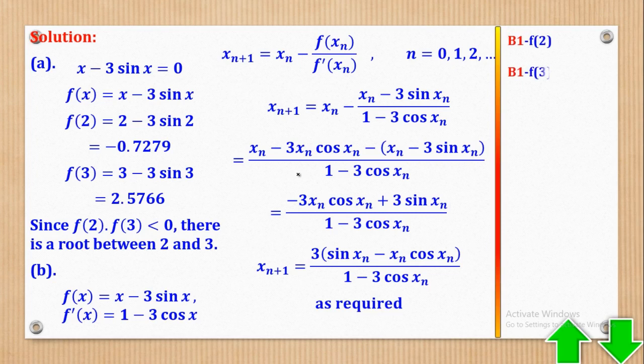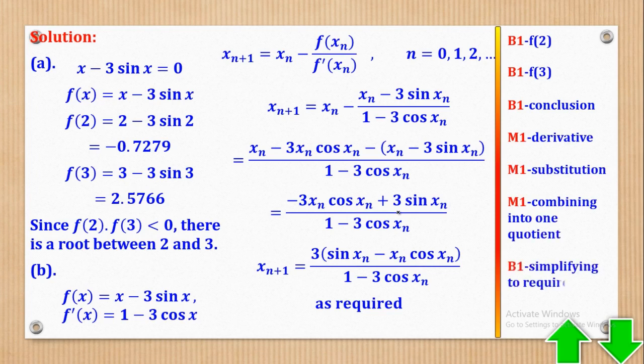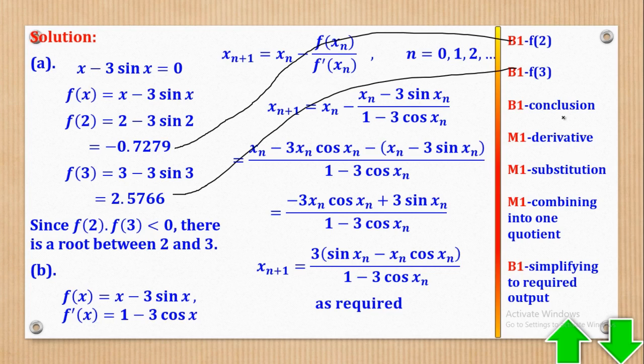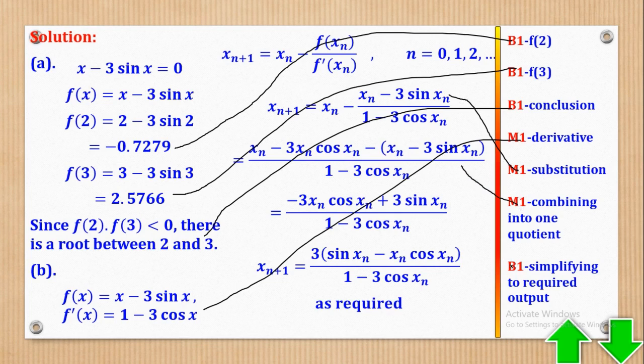Before we go to the next slide, let's see how much can be awarded for this slide. B1 for getting f2 and B1 for getting f3. Remember the calculators should be in radians. Then B1 for the conclusion. Then M1 for the derivative, M1 for substitution, M1 for combining into one quotient, and B1 for simplifying to the required expression.